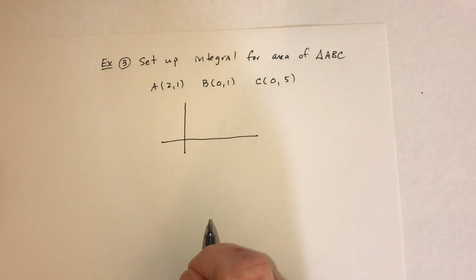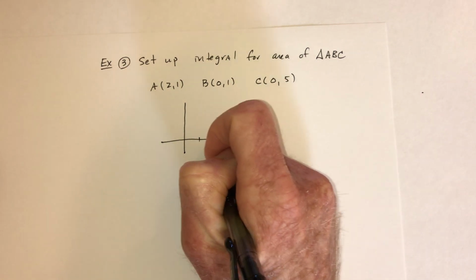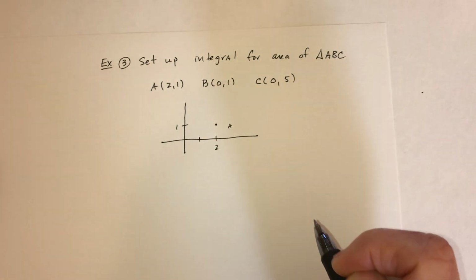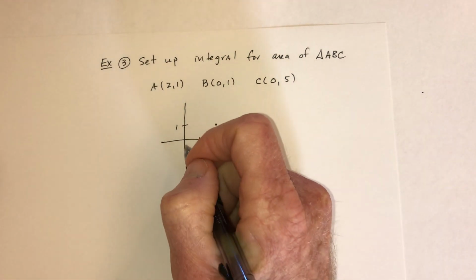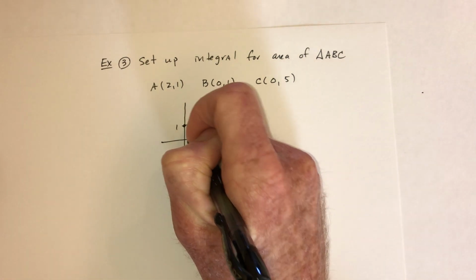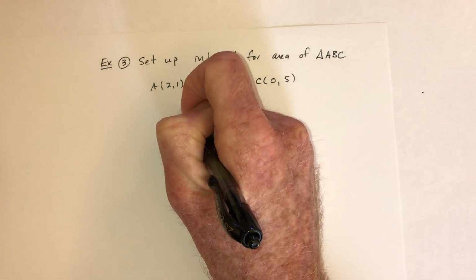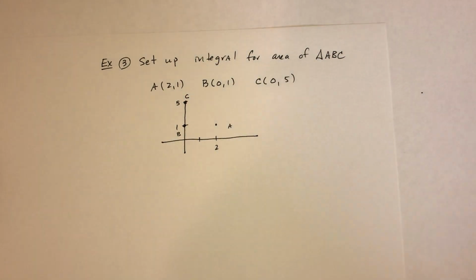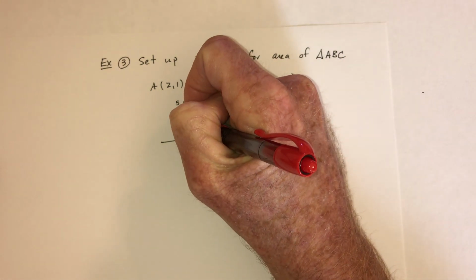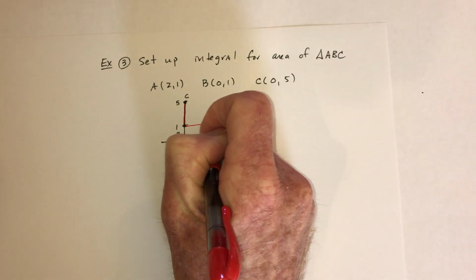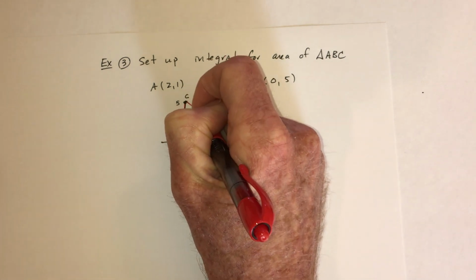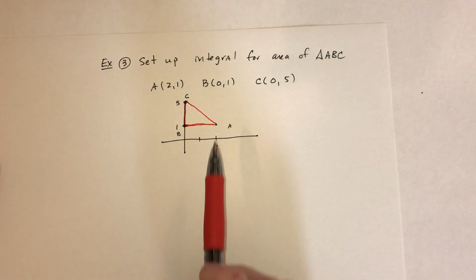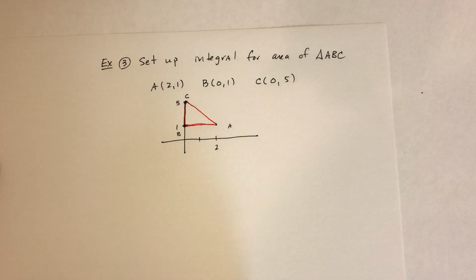So I like to visualize what's going on, so I'm going to draw a picture. So 2, 1, so that's point A, and then 0, 1, so that's B, and 0, 5, that's C. So we're talking about this red triangle right here. So of course we could use 6th grade math and just say area equals 1/2 the base times the height, but it would be much funner to use an integral to do 6th grade math.